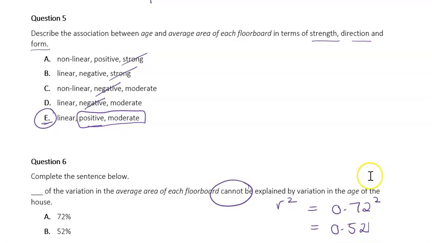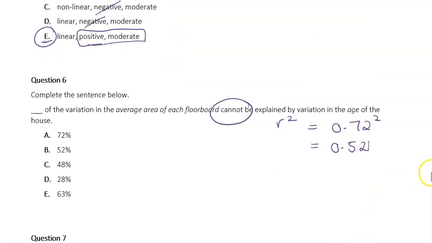Now, some people will jump and select B as our answer, but I circled this keyword here, cannot. So we're talking not about the percentage of variation that is explained, 52%, but the other portion. From 100%, if 52% is explained by the variation in age, then 48% is explained by other factors. So therefore C is our answer.